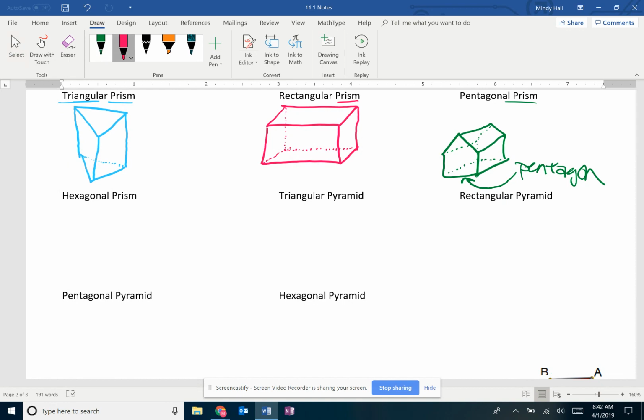For a hexagonal prism, your base is going to have 6 sides. So 1, 2, 3, 4, 5, 6. And 1, 2, 3, 4, 5, 6. So then when I connect these, you're connecting your corresponding points to each other.